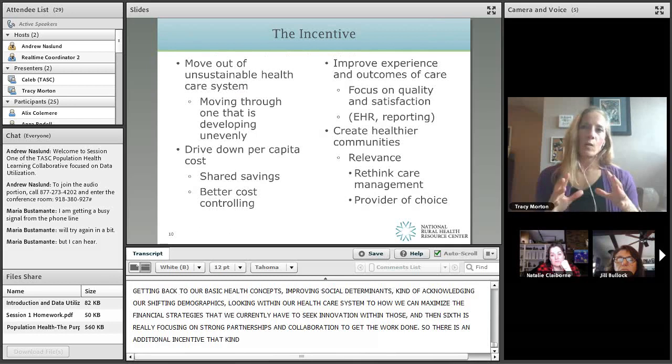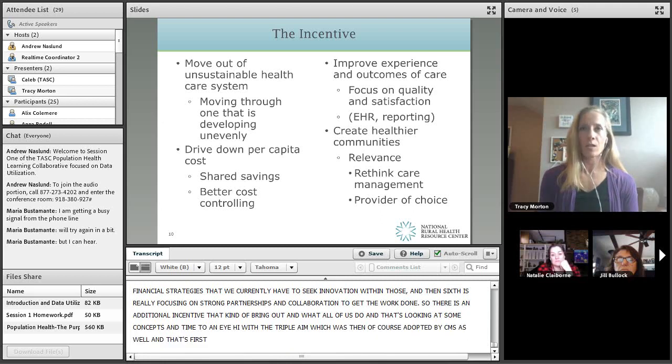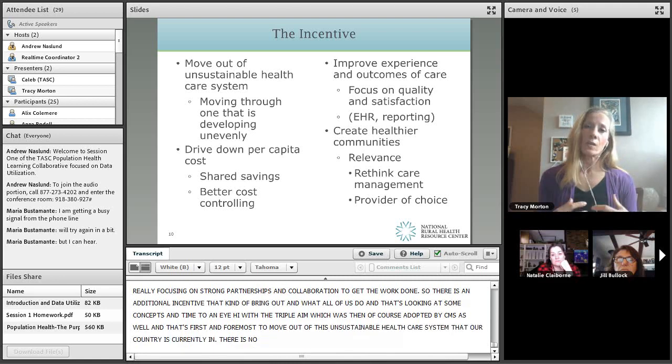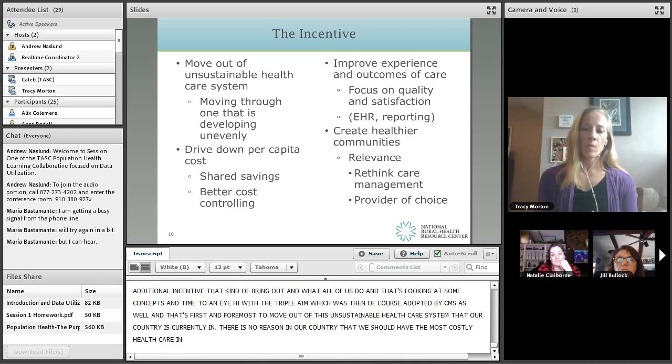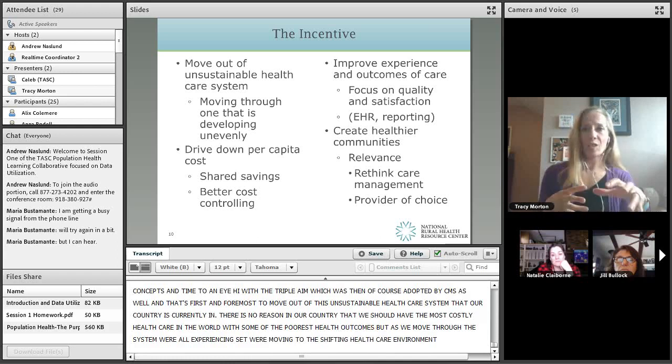So these are some of the foundational incentives that were identified through the Institute for Healthcare Improvement. And so it's about getting back to our basic health concepts, improving social determinants of health, evaluating our place, acknowledging our shifting demographics, looking within our healthcare systems about how we can maximize the financial strategies that we currently have to seek innovation within those. And then sixth is really focusing on strong partnerships and collaboration to get the work done.